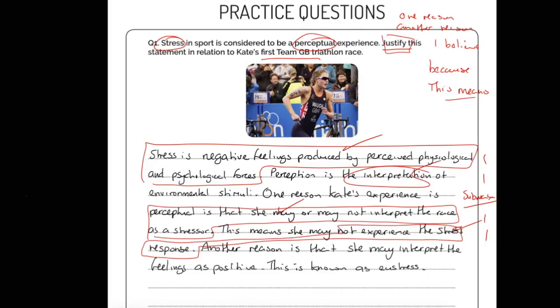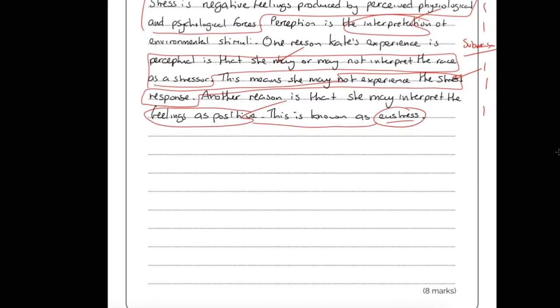Let's move on. Another reason, look, I'm using these terms right. It's making me justify. Another reason is that she may interpret the feelings as positive. This is known as eustress. So I'm only going to give one. I'm going to give myself 1 mark for that. But Kate's interpreting these experiences as positive. It's eustress. Only some people perceive it as negative. I have to admit I'm one of them, unfortunately. But I wonder if it's the same for you.